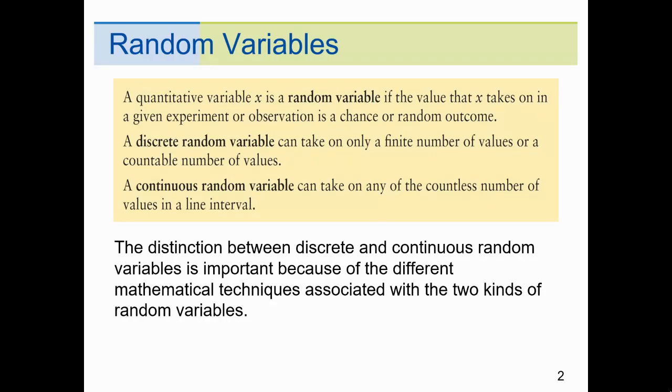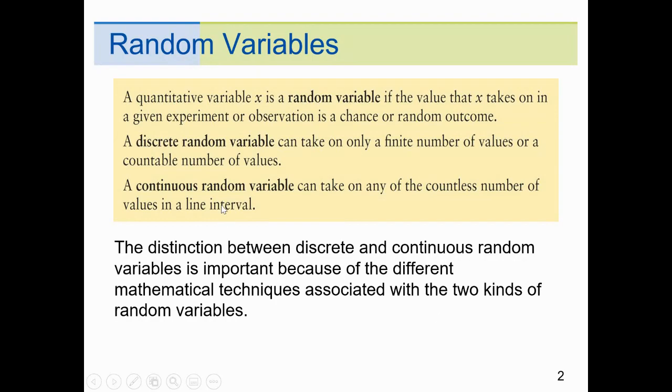Quantitative variables, a random variable that value x takes on in a given experiment. X could be, hey, what's the probability that exactly 4, or the probability that x is greater than 1.2? X is that random variable. We don't know the answer, so it's a variable. Random meaning the answer could be anything.